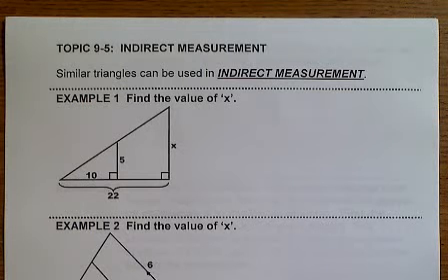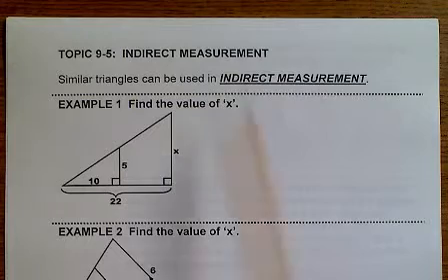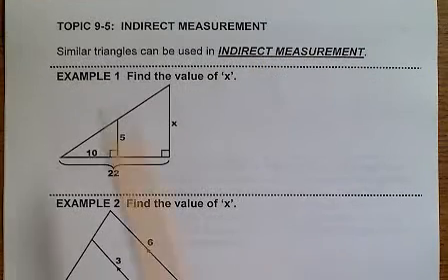Hello, this is Geometry, topic 9-5, over indirect measurement. Similar triangles can be used in indirect measurement, and we're going to explain how. So first, we're going to use example number 1.